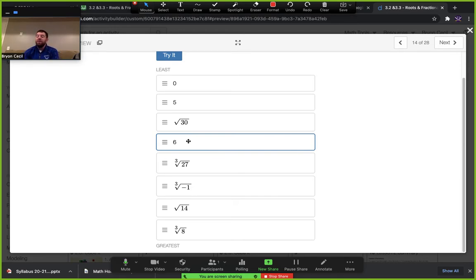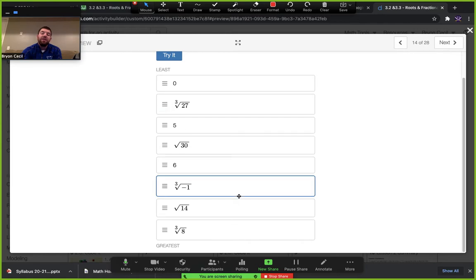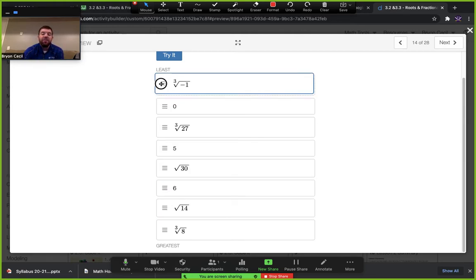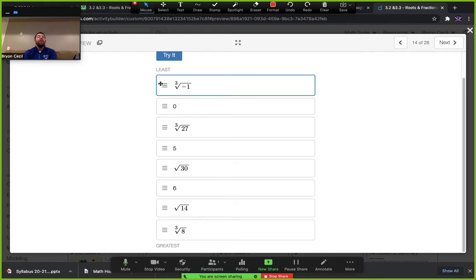Cubed root of 27. We know the cubed root of 27 is a 3. It's got to be up here. Cubed root of negative 1. Ooh, that's going to be a negative 1, ladies and gentlemen, because negative 1 times negative 1 is a positive 1. Then you take it times negative 1 again, and you get your negative 1. Radical 14, what's that in between? That'd be 3 and 4.